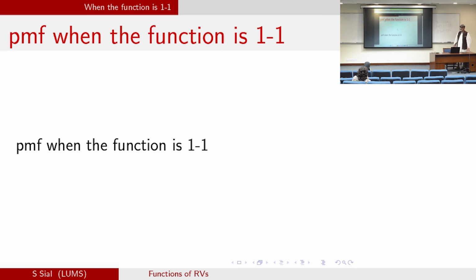Now, sometimes, so that one we had to think a little bit about what y was. When y is a one-to-one function of x, then we have a straightforward formula. Otherwise, you have to think a little bit more. But anyways, what's a one-to-one function?